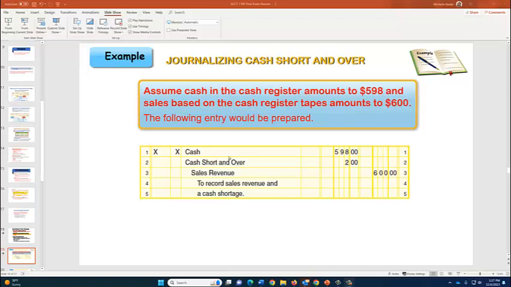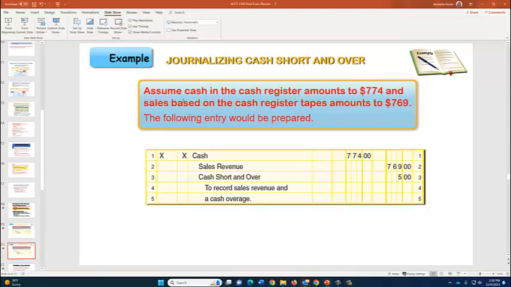So it's telling us that the cash was $598, so that's what we're going to debit cash for, $598. And then the cash register tape was our revenue, that's the $600. So we're going to credit sales revenue for $600. So I'd have $598 as a debit and $600 as a credit, which means I'm going to need $2 here to balance out the transaction. So cash short and over would get a debit of $2.